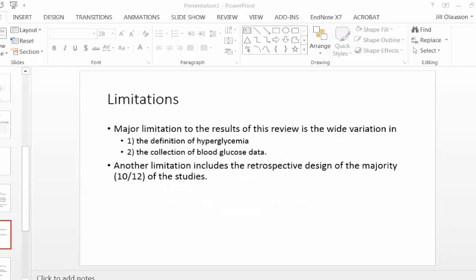The limitations that I noted when I was looking at the evidence were that there was no concrete definition of hyperglycemia, and in the collection of blood glucose data, it didn't say if this was fasting or not fasting. Another limitation was that all of these studies were retrospective in design, so 10 of the 12 of them looked at past data instead of actually going prospectively, setting up a study and looking at hyperglycemia in real time.